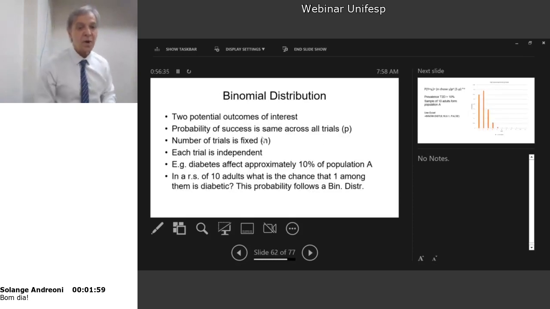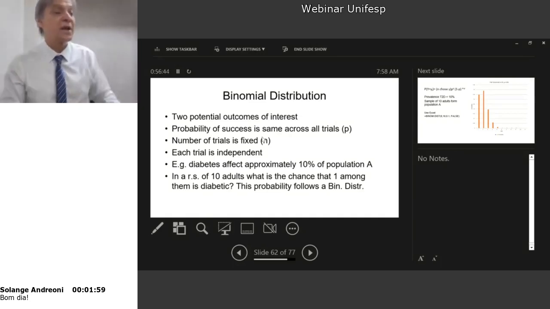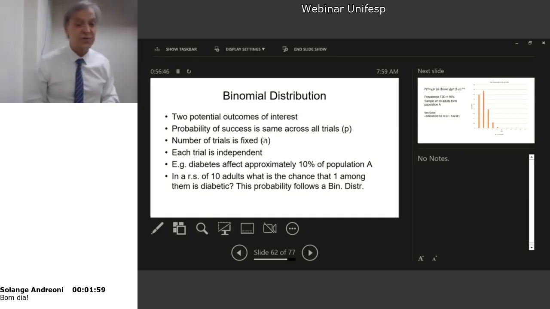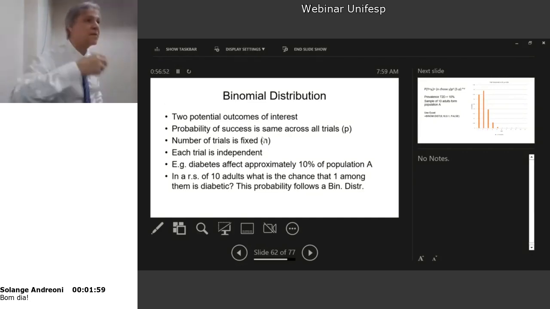Okay. So binomial is also a discrete distribution, with only 2 potential outcomes of interest: yay or nay, yes or no, disease or not disease, and so on. That's your interest. The probability of success is the same across all trials. Every time I sample, I get the same P.